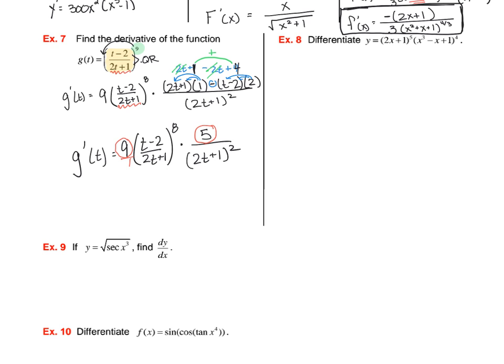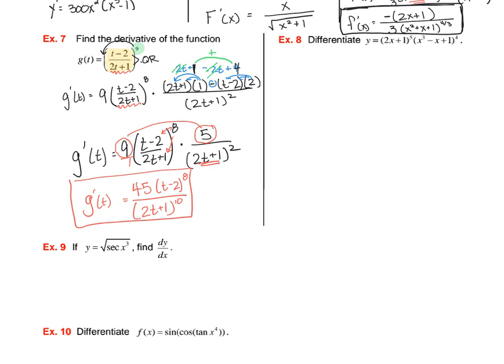It is 9 over 1, so those can multiply together. We have 45, and then I have (2t minus 2) to the 8th, and then I have (2t plus 1) to the 10th. If you wanted to get really crazy on your simplifying, you could go right to there. All right.